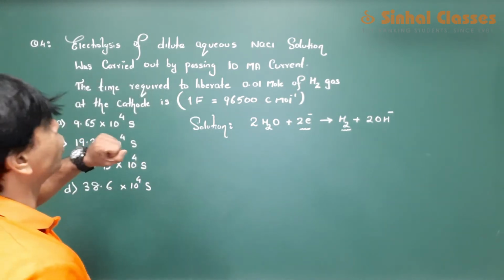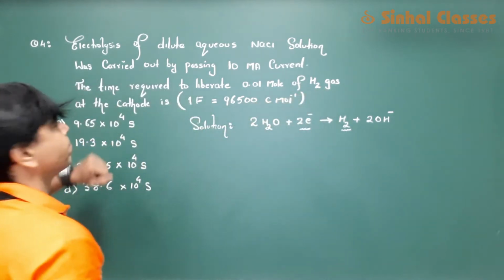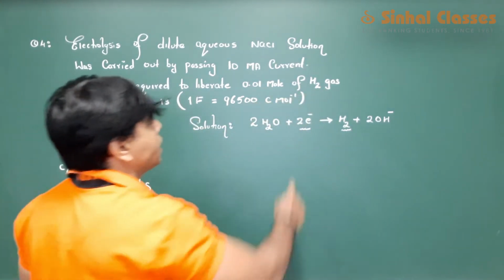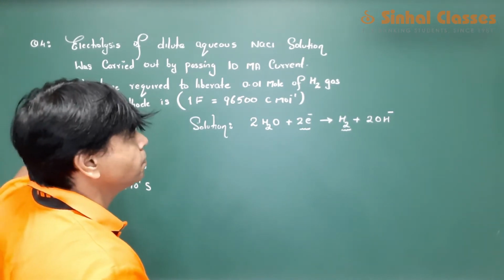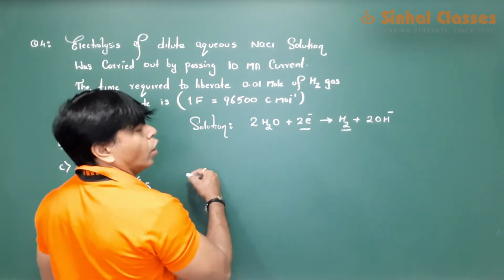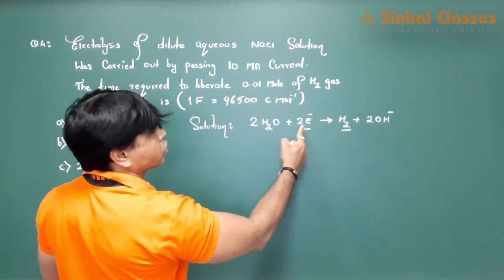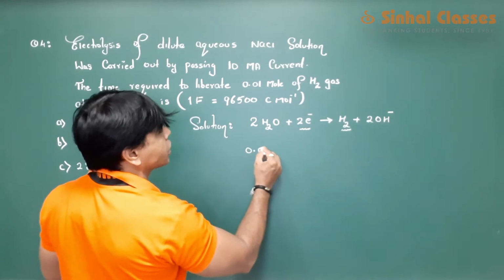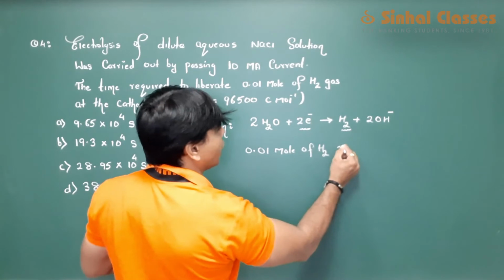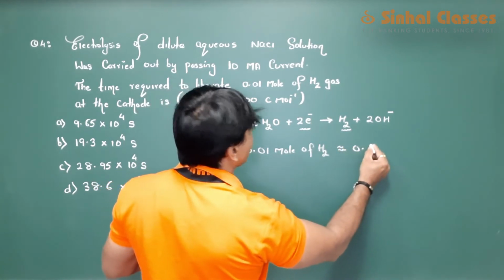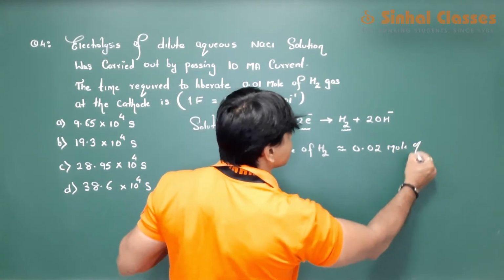Now, they are asking you for 0.01 mole of hydrogen gas. So, in that case, they are asking for time. We all know 1 mole corresponds to this. So, 0.01 mole of hydrogen will correspond to 0.02 moles of electrons.